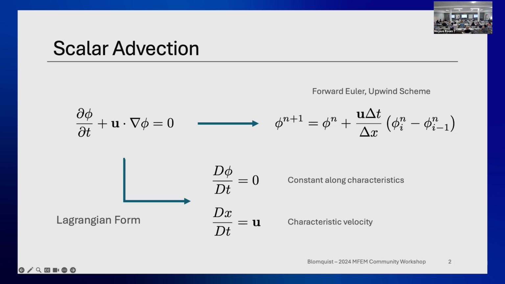A different form of doing this is to use the Lagrangian form. When we do this, we get these really cool properties that pop up. For our material derivative, you see that phi is constant along its characteristics. And then we also get a characteristic equation for the velocity, which is basically what we're going to use to solve this equation backward in time.